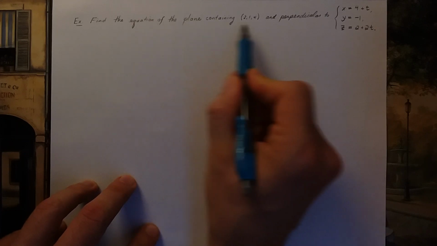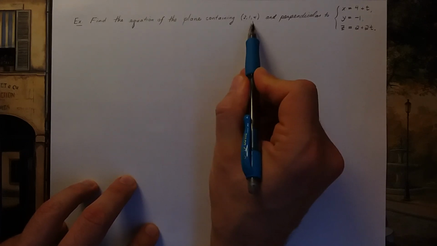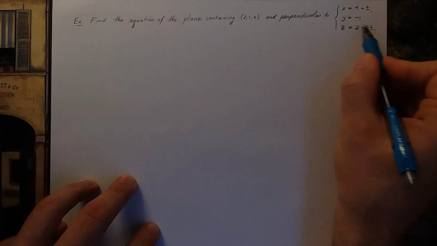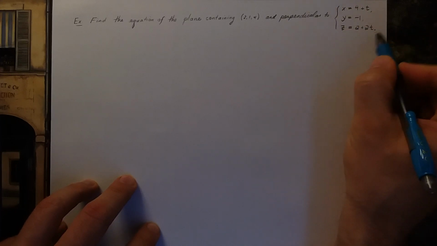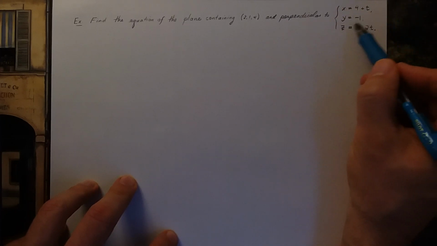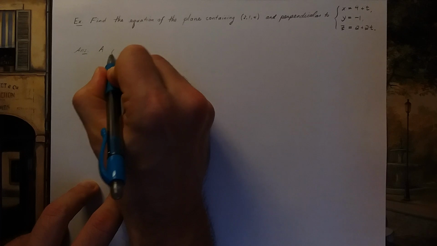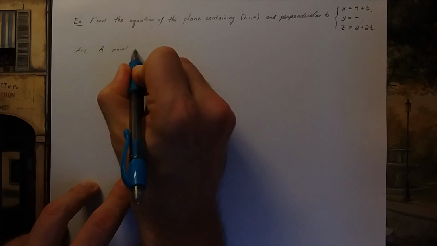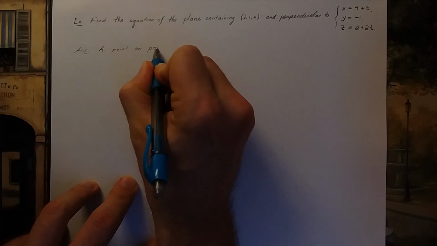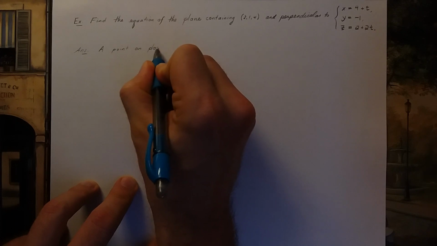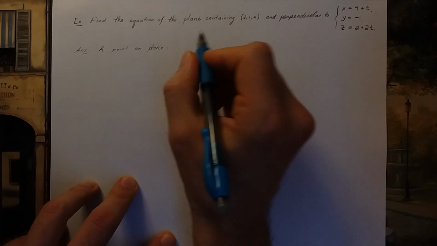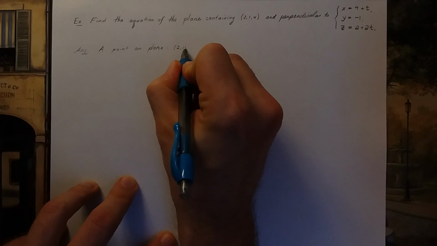Let's find the equation of the plane containing the point (2, 1, 4) and is perpendicular to this line. So remember, this is the parametric equations for a line. So here's my answer. I have a point on the plane. That's easy. That's given to me. A point on the plane is (2, 1, 4).